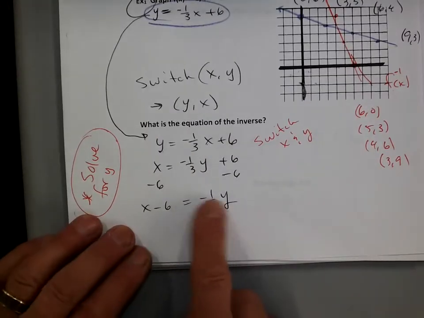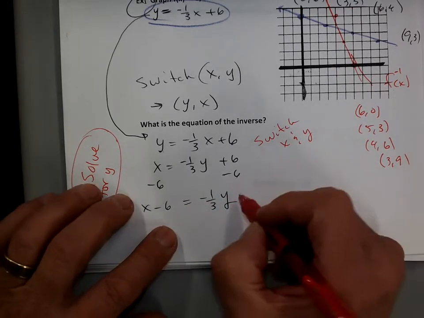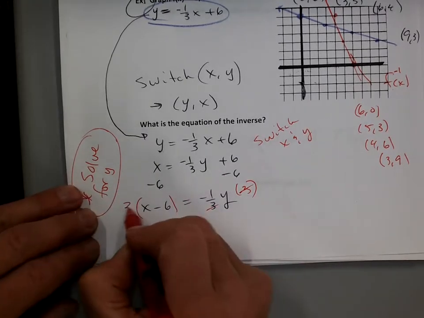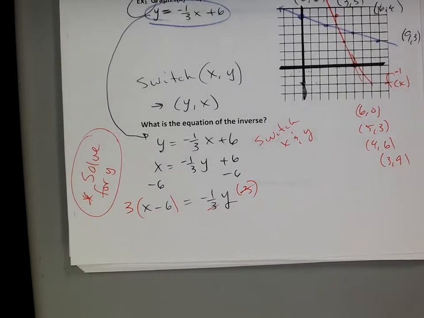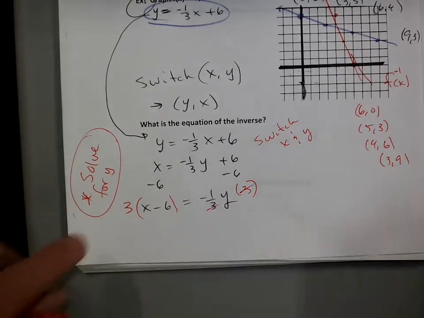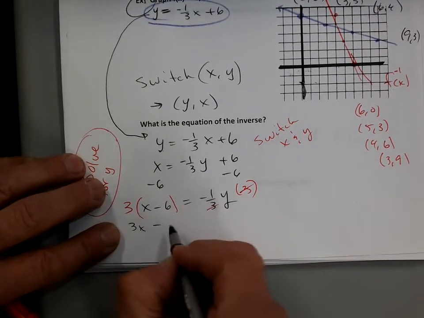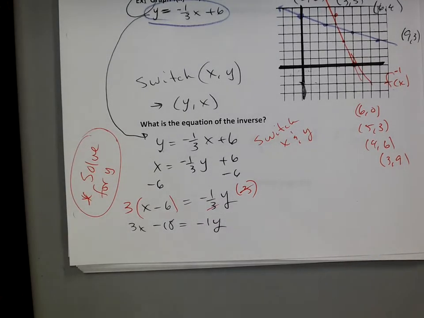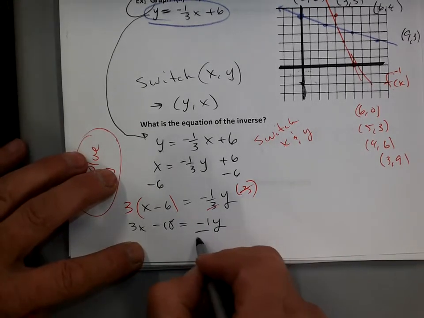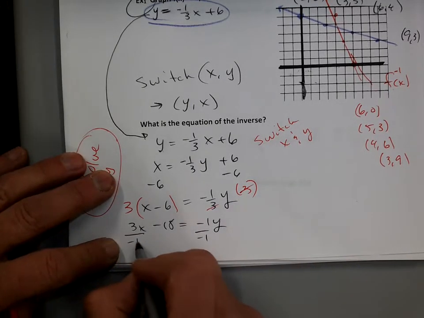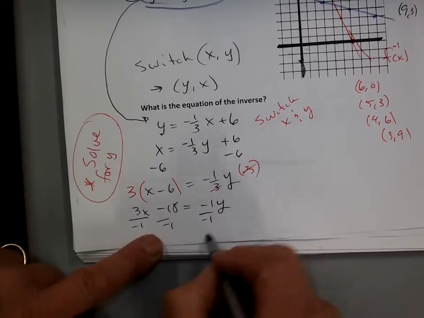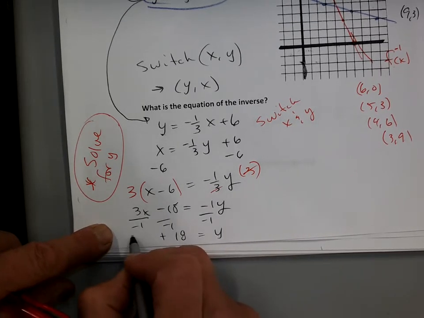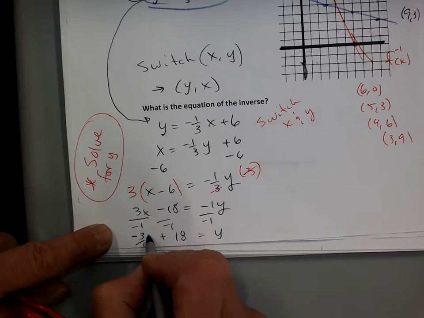I'm going to multiply by 3 on both sides. Multiply by 3, because if I multiply by 3, the 3's cancel. Multiply this side by 3, and then I'll have 3x minus 18 equals negative 1y. Then finally, I'll just divide by negative 1 because I want y by itself. Divide everything by negative 1. So I get an answer of y equals, let's see, positive 18 minus 3 over 1x.